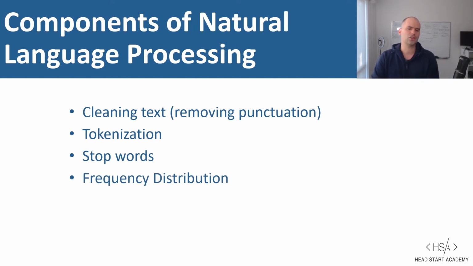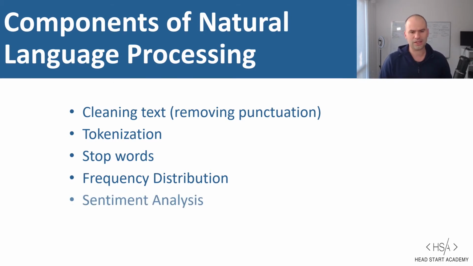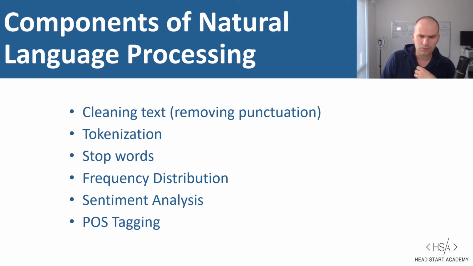We're going to do frequency distributions, which are essentially dictionaries that have a word and how many times it repeats. We'll look at sentiment analysis, which is the study of emotion within text, basically positive versus negative emotion. That's polarity, and bias, which is subjectivity, as well as part of speech tagging, which is the categorization of words into adverbs, adjectives, nouns, pronouns.